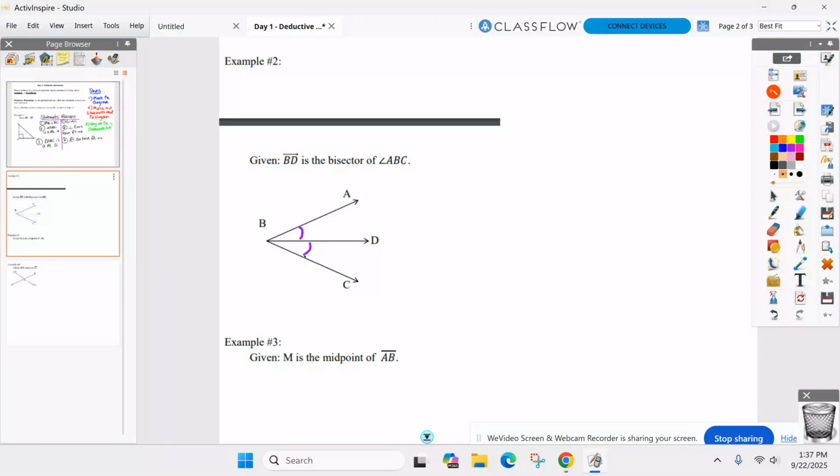Good work. So we should have markings there. No hash marks. Can't put hash marks on rays. Okay, we got the markings. Now we get our thoughts down in statements and reasons.